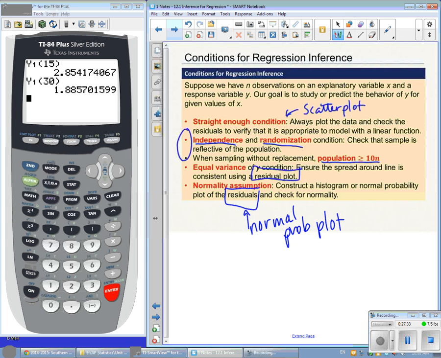So each one of your inferences, you have the same 3 conditions that we've always had, the independence, randomization, and your population has to be at least 10n. The 3 that are new are your plots. You're going to have a scatter plot. You're going to be able to look at your scatter plot and say, yeah, the data looks pretty normal. Or it looks straight enough. You're going to do a residual plot and show that the points are evenly scattered about the line. That's our equal variance. And then you're going to do a normal probability plot on your residuals and show that it's normal. And then those are the other 3.